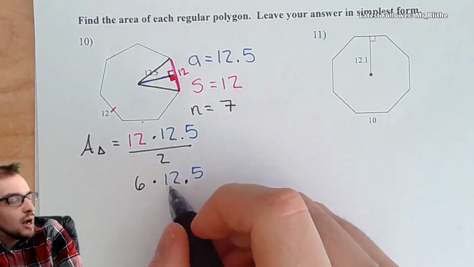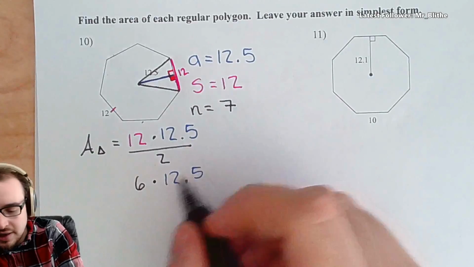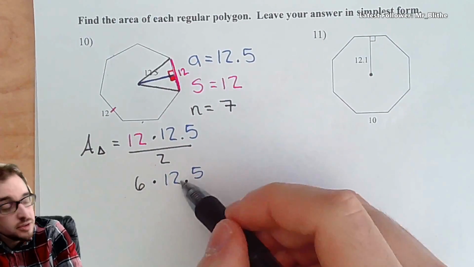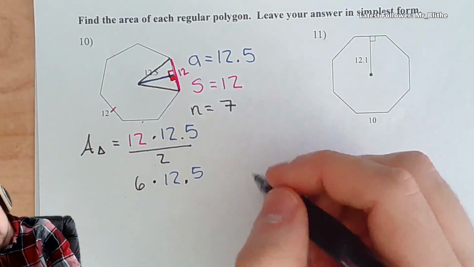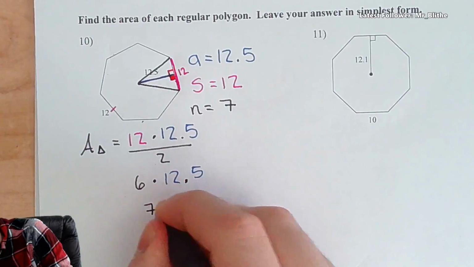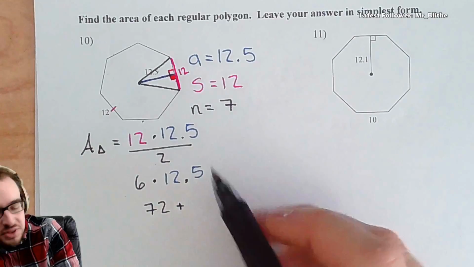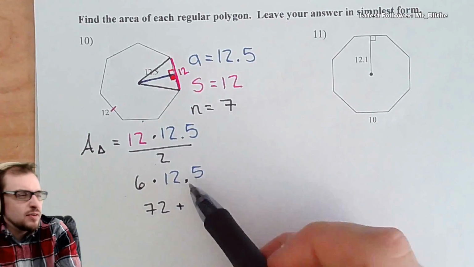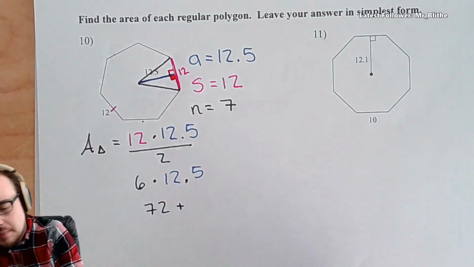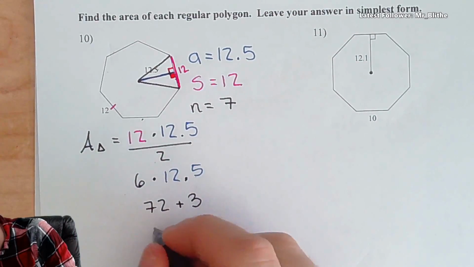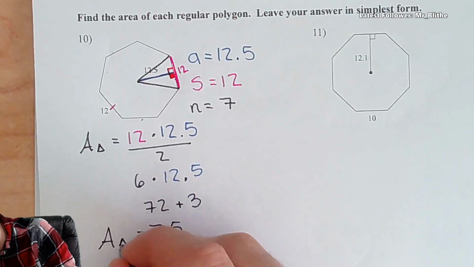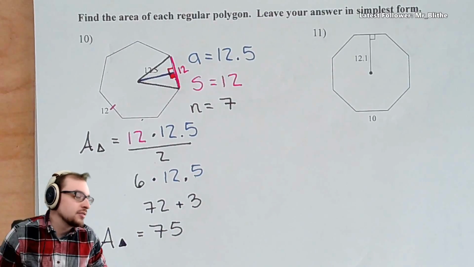Well, 6 times 12, that's going to be 72, because 6 times 10 is 60. 6 times 2 is 12. Add them together, we get 72. But then we also have 6 times 0.5 to add on there, right? Well, 6 times 0.5 is just half of 6. That's 3. So we get 75. So the area of the triangle is 75.